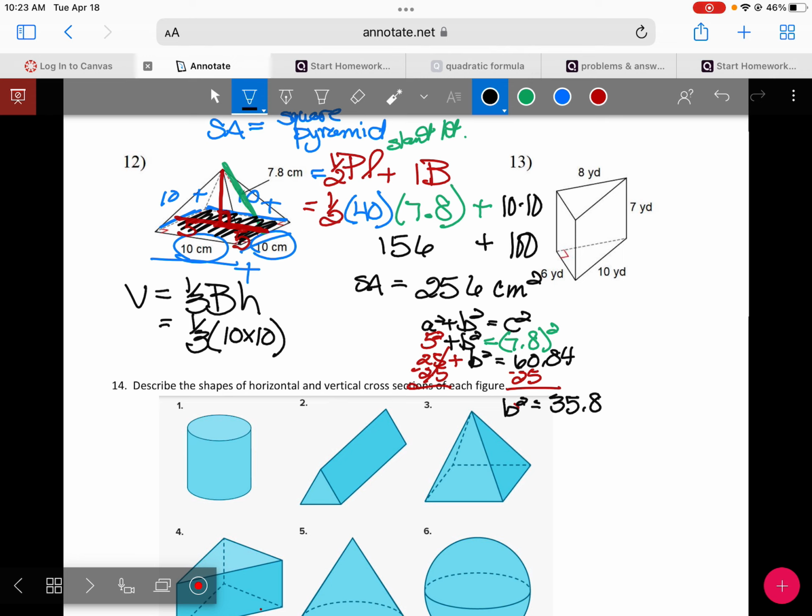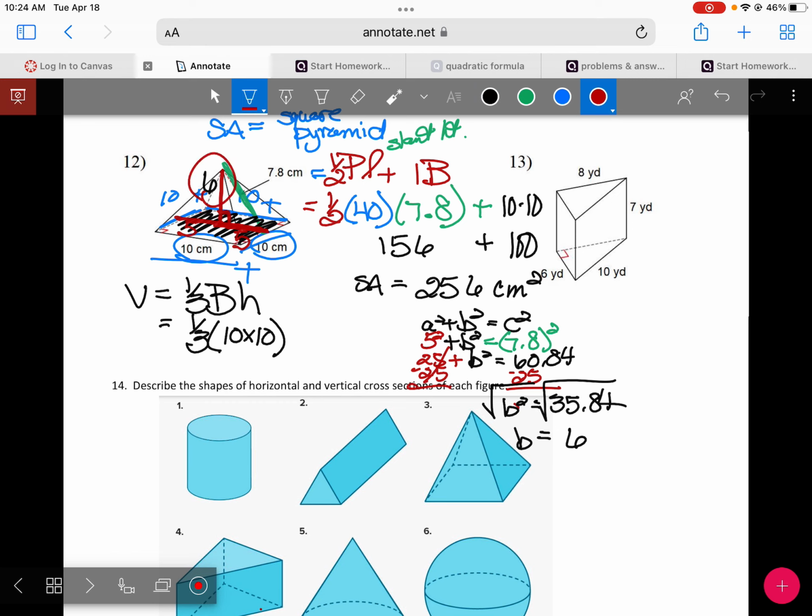So B is about 6. That is the height of this pyramid.